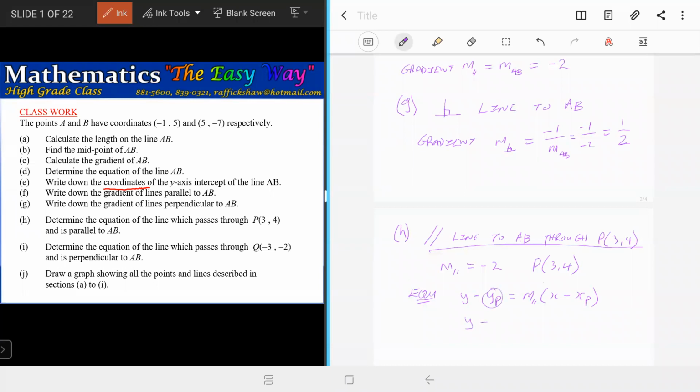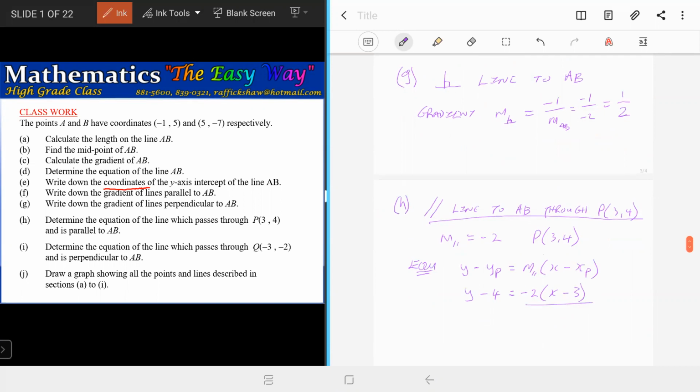And then this becomes y minus yp. yp is 4. So y minus 4 equals the gradient, negative 2. Parallel gradient is negative 2. Into x minus xp. xp is 3. x value of P is 3. And then I'm going to expand this. Careful with the negative. Negative here. All right. So you get y minus 4 equals minus 2x plus 6.